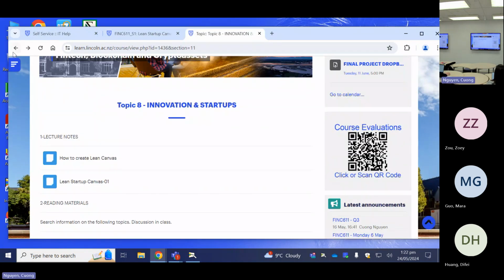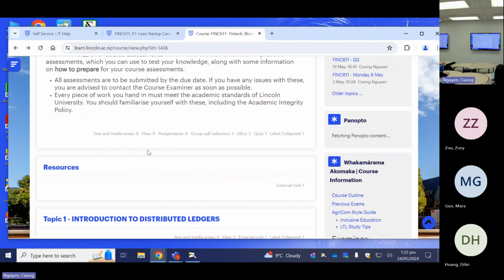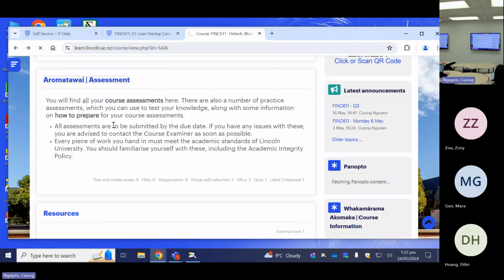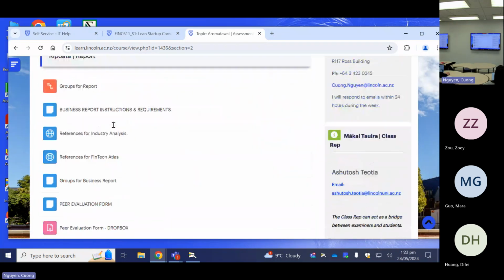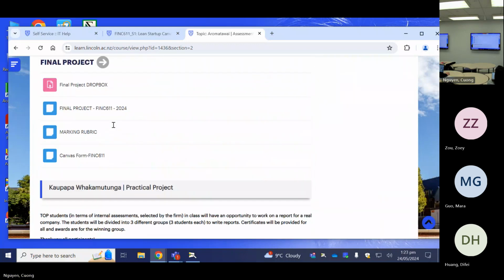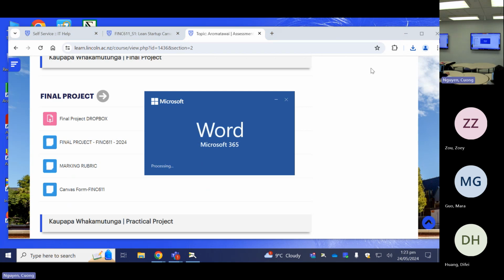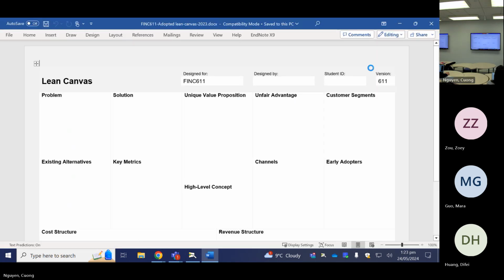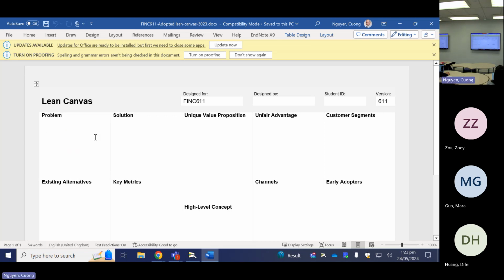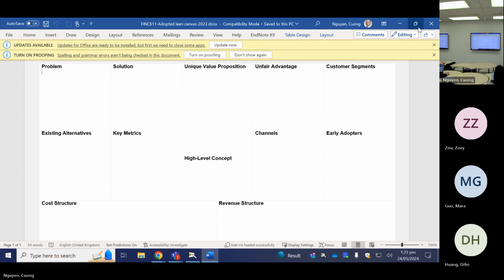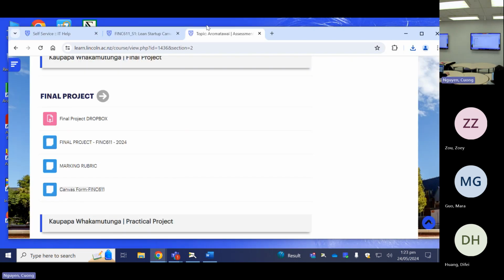Yeah, so the form is there already. You just need to type in the thing that you have with your canvas, right? So here, we have the canvas form. You can download it and do it. Just type it, and then make adjustments with this one.